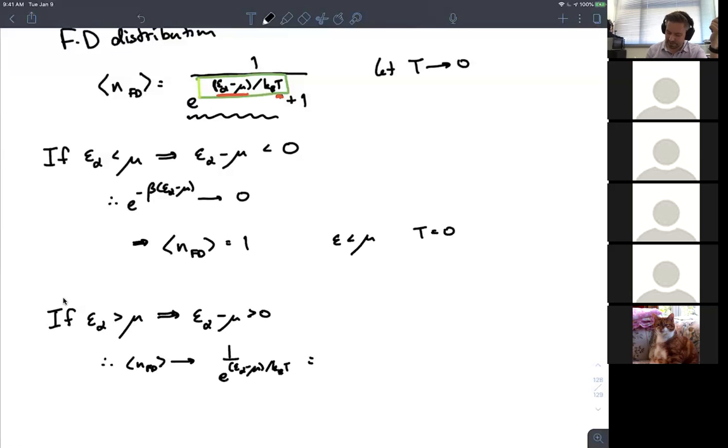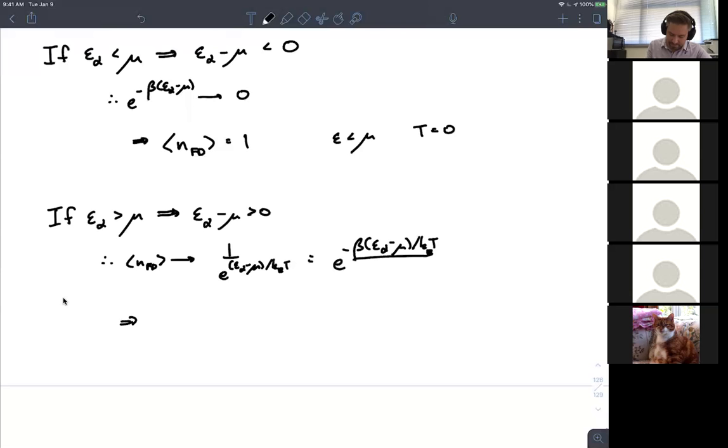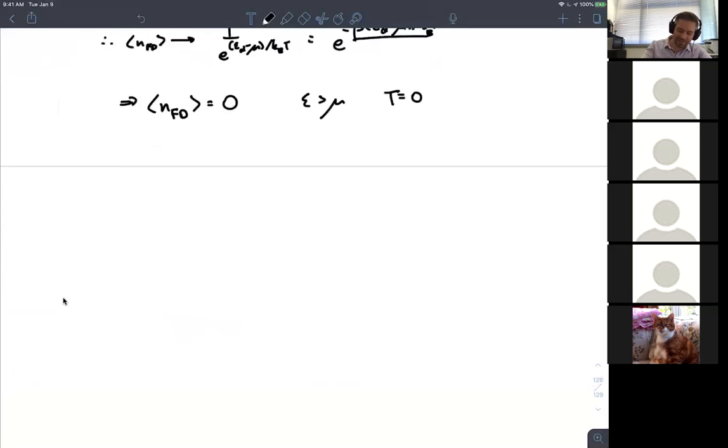Okay, so this is e to the minus beta epsilon alpha minus mu over kT. And now again, as this exponent gets very, very big, this thing decays down to 0. So the Fermi-Dirac distribution is equal to 0 for energy greater than the chemical potential at T equals 0. All right, so now, what does this look like? So let's draw it.